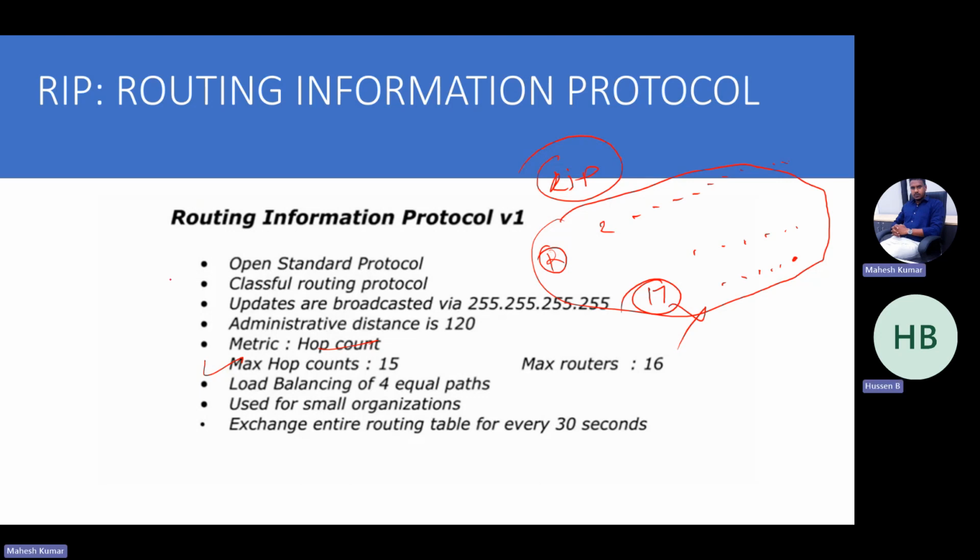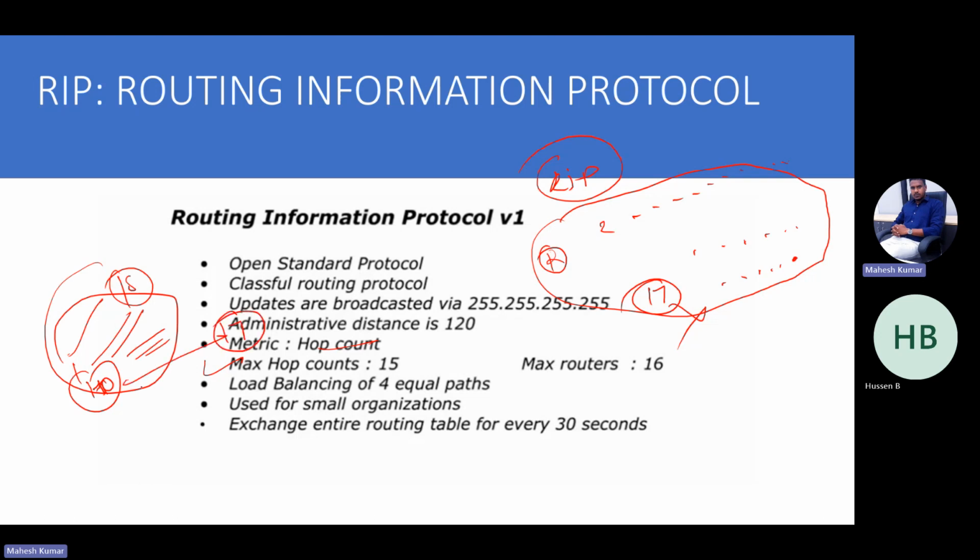If you are having 15 different branches, and at the HO we have a single router and 15 different branches, it will work within this 16. Let's suppose you increase one more branch, that is number 17, then it will not be considered, and it will not be allowed to become a part of RIP.